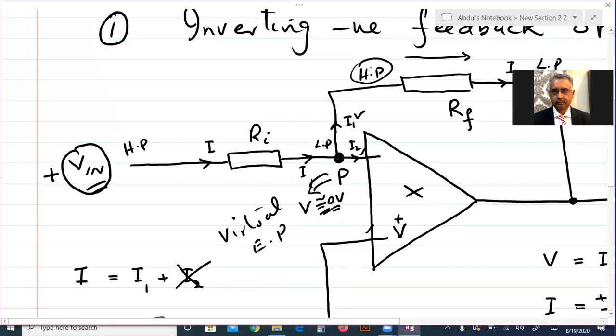So if high potential has the value 0, then what will be the value for the low potential? So definitely smaller than 0. So here the voltage will be negative. So the output will be negative. So look, input is positive and the output is negative.